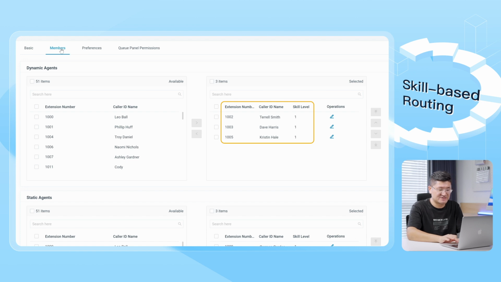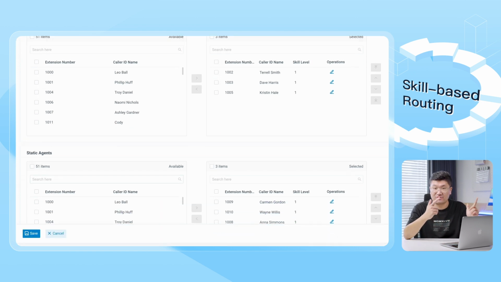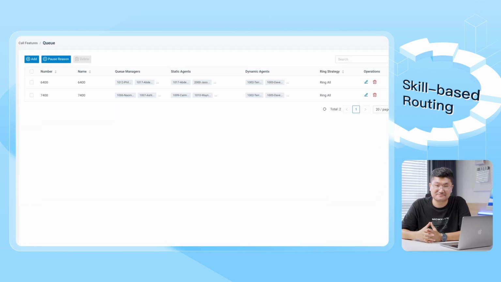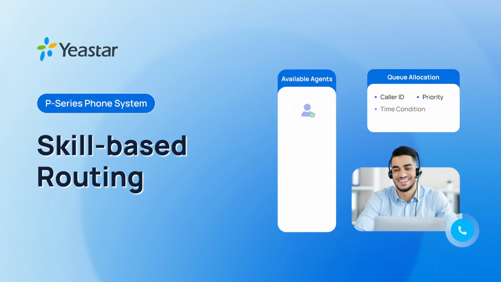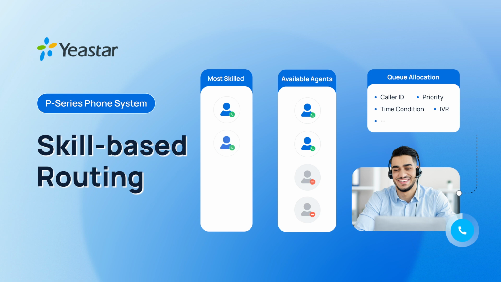Now we can go on to set up other agents. When we're finished, click on save. So that was how we're going to configure this. Now we have finished the settings, and incoming calls to this queue will be delivered to the available agents with higher skill level. So guys, that was all we have for this configuration.